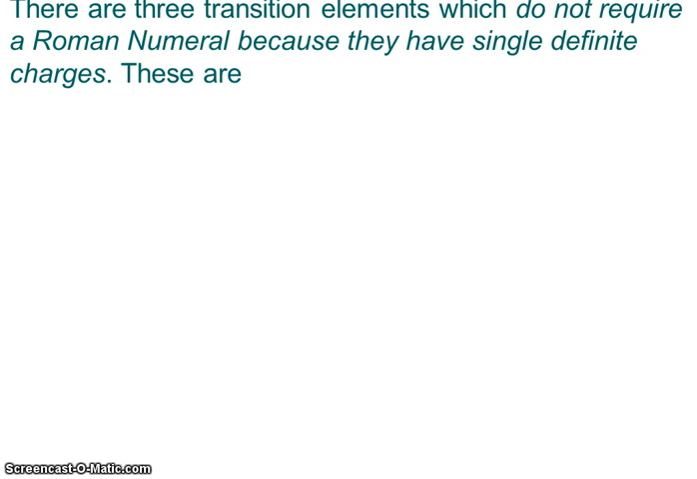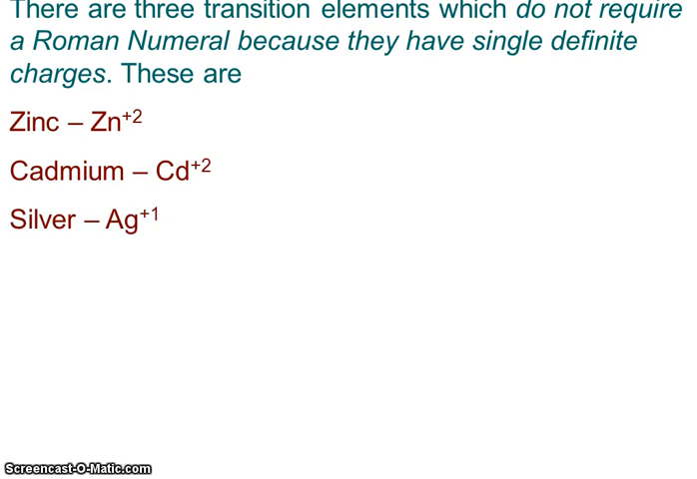Alright, there are some transition metals that do not require these Roman numerals because they are always a certain charge. Due to their locations, they're not really able to do multiple charge states, and when we come across these, we need to recognize them. The first one is zinc. Zinc is always +2 and never anything else. Next is cadmium, also always +2 and never anything else. Last but not least is silver, which is always +1.